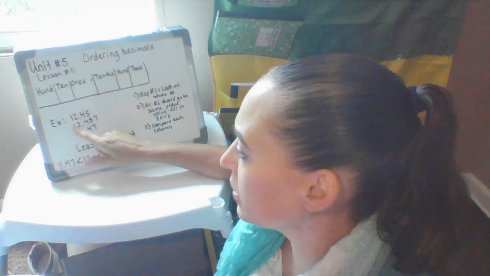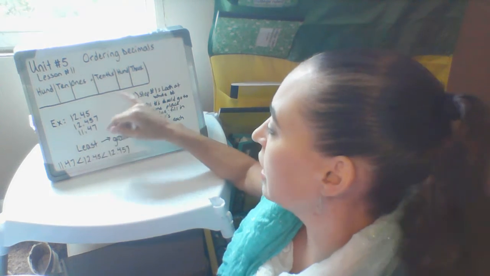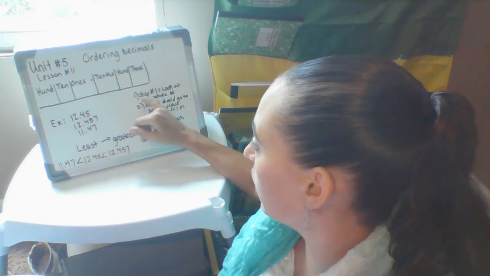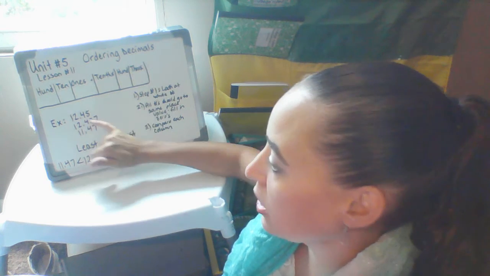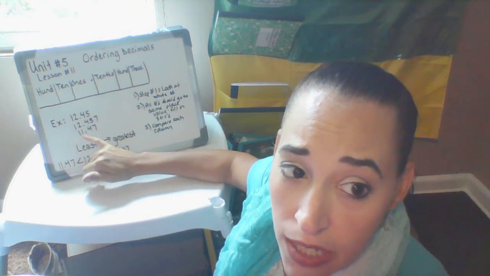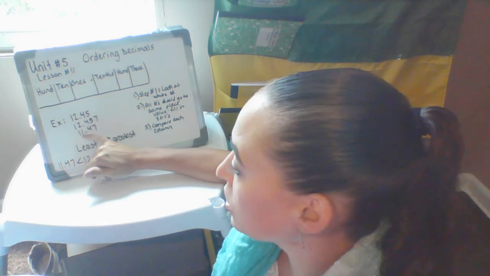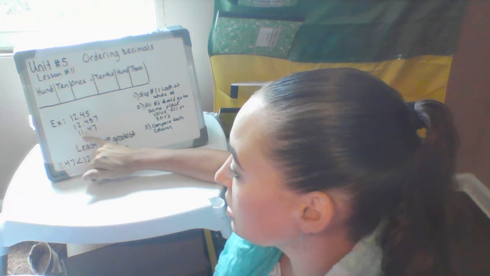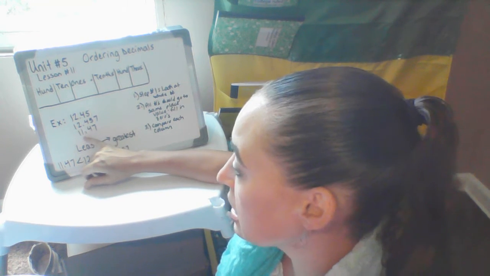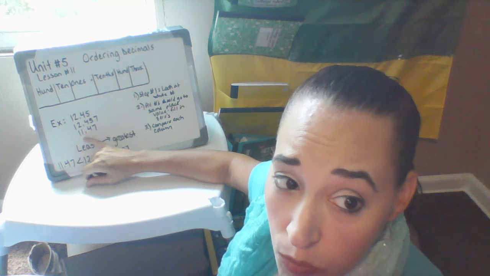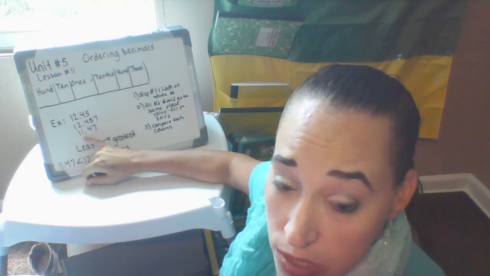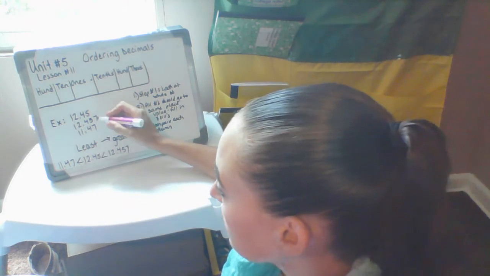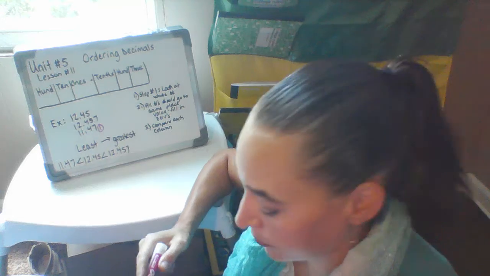So I gave an example and gave 3 different numbers. And then I told you the steps. Step 1, you want to first look at your whole number. Okay, so we know for sure, since this is an 11, this is going to be your smallest number. Since it says order from least to greatest, I'm just going to put a 1 next to here because I know that's my first number.